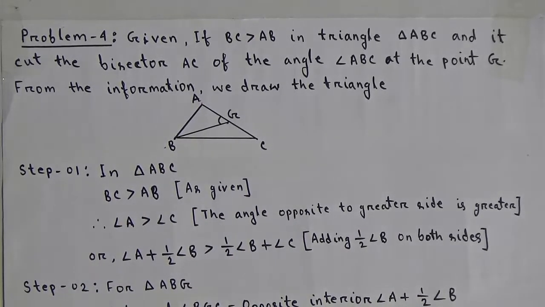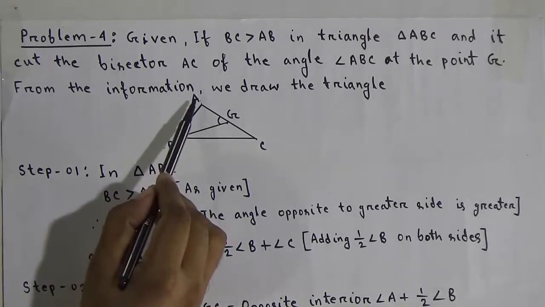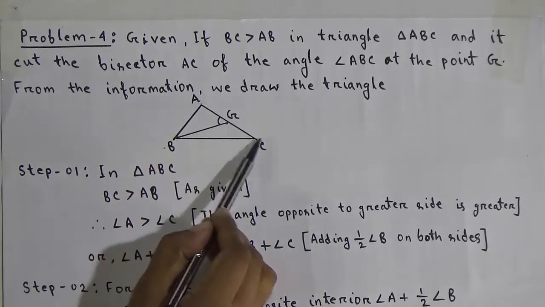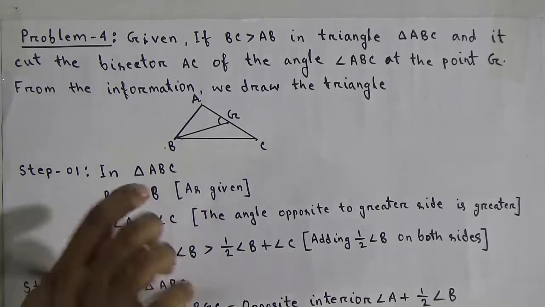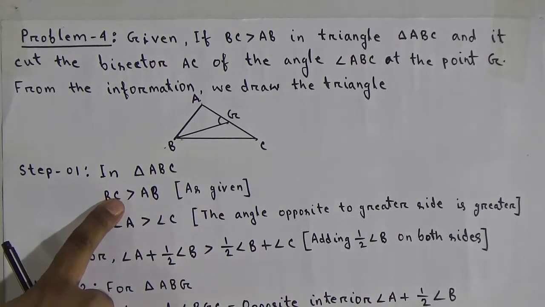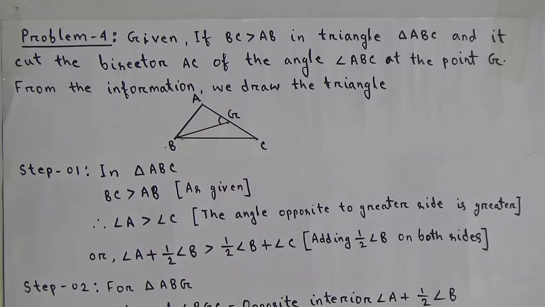Okay, dear students, now step 1. In triangle ABC, we can write BC is greater than AB. This information is given in the question. From the question we can write it: BC is greater than AB.